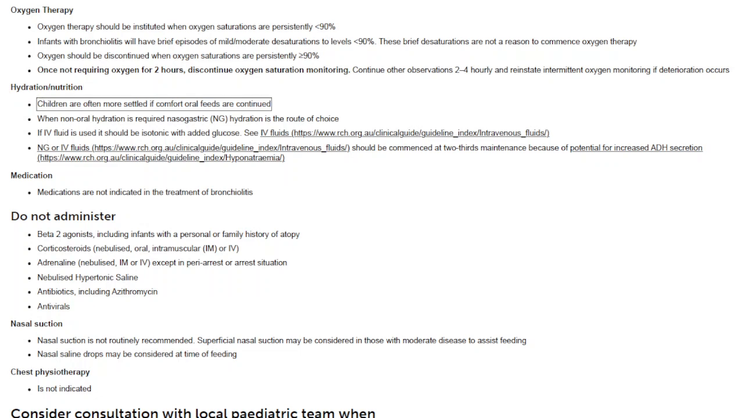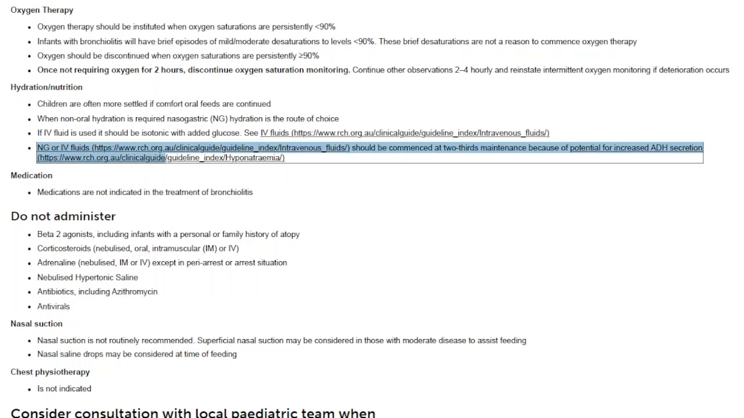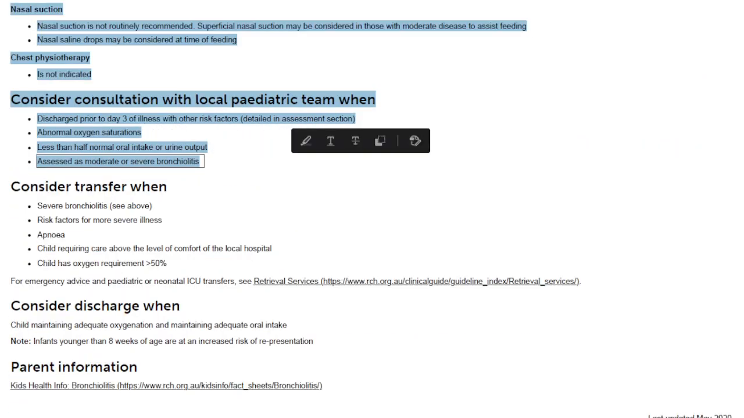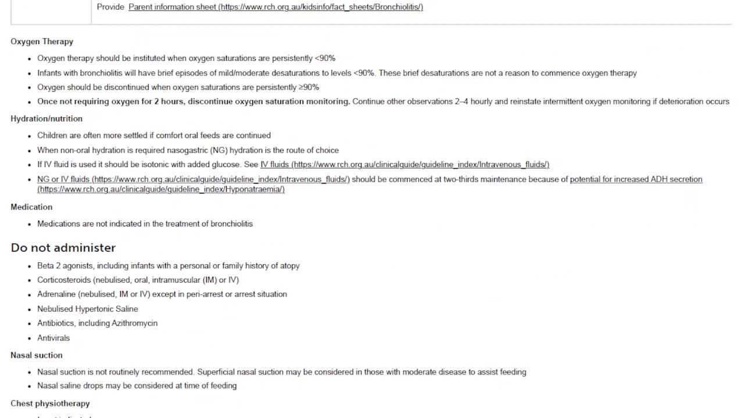Hydration/nutrition. Children are often more settled if comfort oral feeds are continued. When non-oral hydration is required, nasogastric, NG, hydration is the route of choice. If IV fluid is used, it should be isotonic with added glucose, assessed as moderate or severe bronchiolitis.